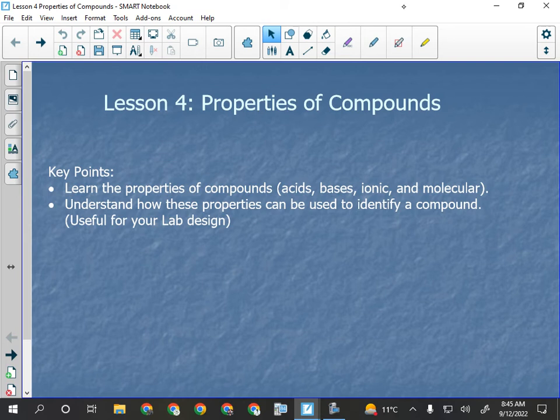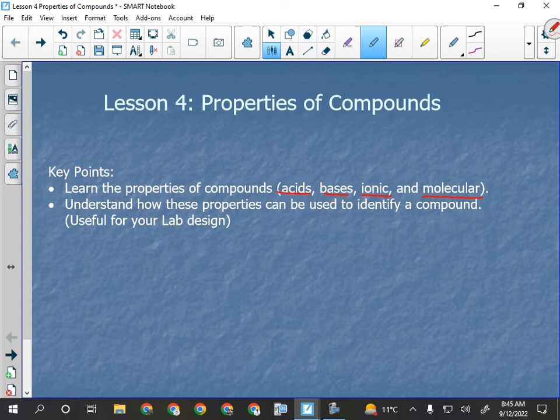All right, so the key points for today: learn the properties of compounds, things that are acids, things that are bases, properties of ionic compounds, properties of molecular compounds. Because one of the first things you're going to want to do when we're looking at an unknown compound is determine whether it's ionic or molecular. And then from there, we'll be able to determine its identity based on some other properties.